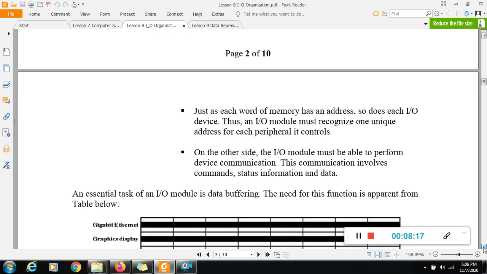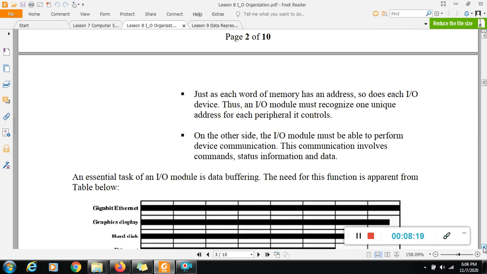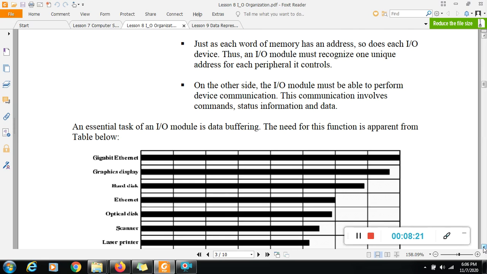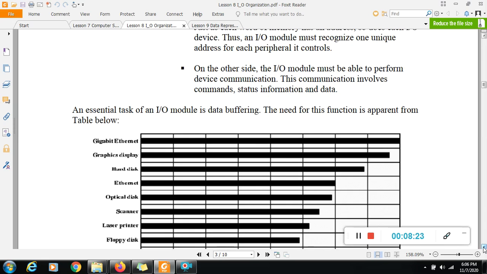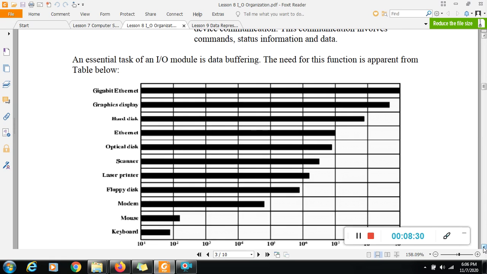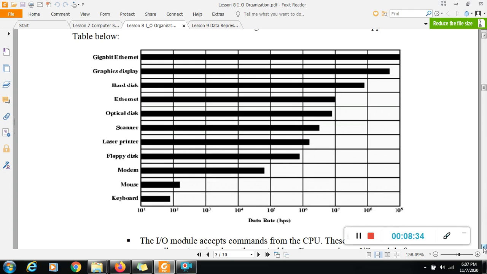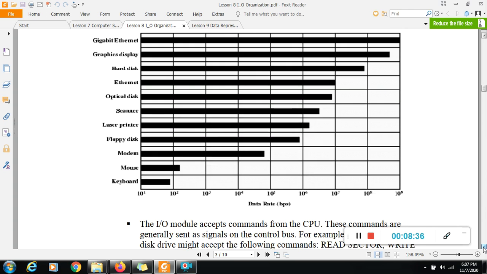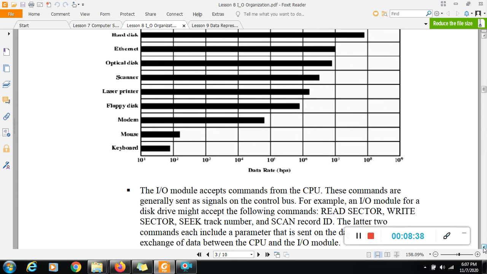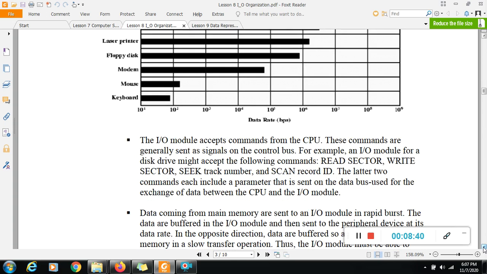On the other side, the input-output module must be able to perform device communication, and this communication involves commands, status information, and the data. An essential task of the input-output module is data buffering. The need for this function is apparent, and like I had explained, the gigabit Ethernet, we know about the keyboard, all these have some buffer which is there to facilitate the functioning of the input-output module.